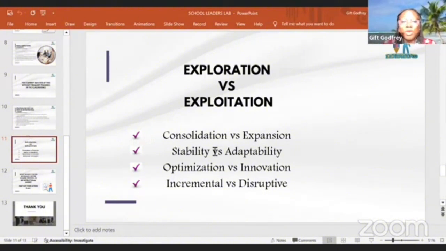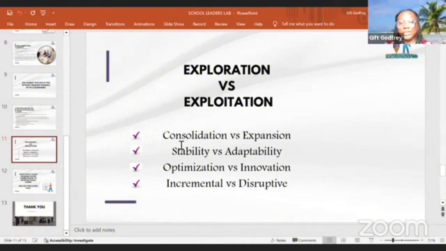But you need to move ahead to be big on exploration. This is where you are an innovator. You're asking your team members, what do we do next? What are educators all over the world saying about this? What can we do better? You are talking about expansion, innovation, disruption. Okay, so I have other terms: consolidation versus expansion, stability versus adaptability, optimization versus innovation, incremental versus disruptive.